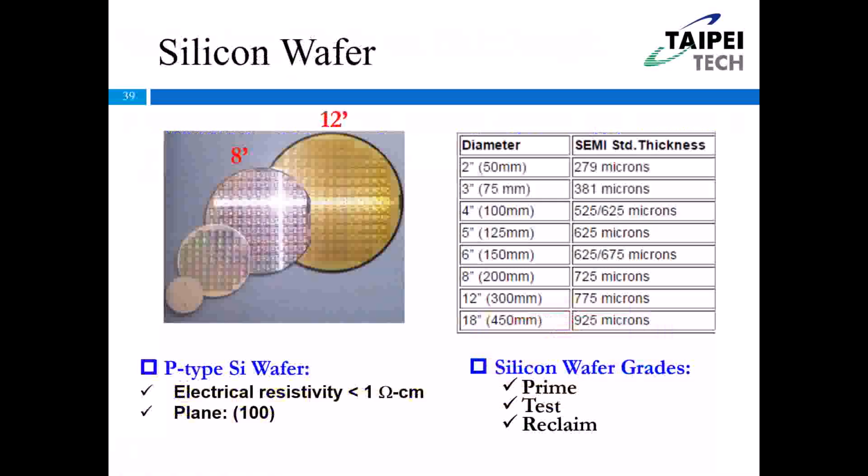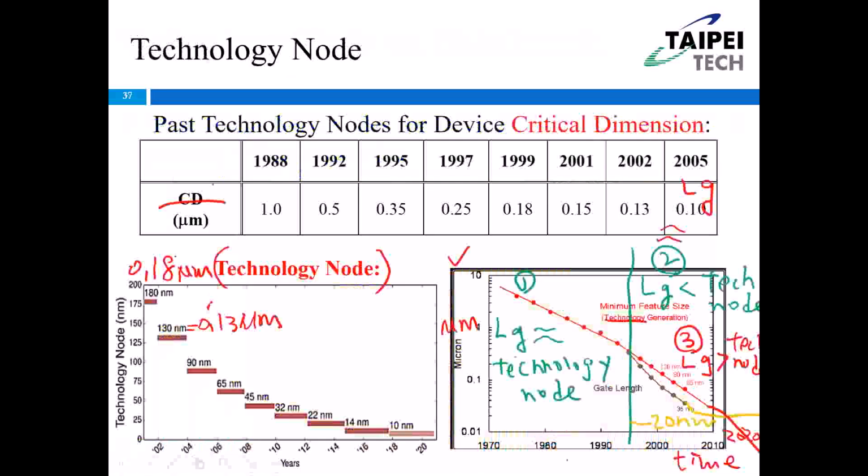So that's the reason 5 years ago we already moved into stage 3. In this stage, you see the gate length, the brown color, maintains the same, around 20 nanometer, okay? However, the technology node becomes smaller. In 2020, technology node is 10 nanometer, but the gate length is 20 nanometer.